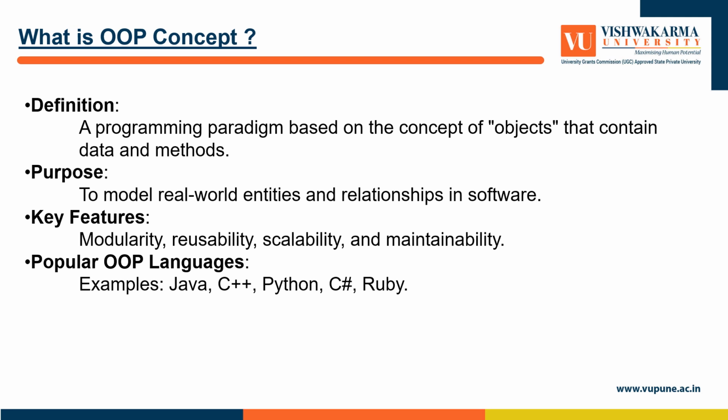Purpose: to model real-world entities and relationships in software. Key features: modularity, reusability, scalability, and maintainability. Popular OOP languages, for example, Java, C++, Python, C Sharp, and Ruby.